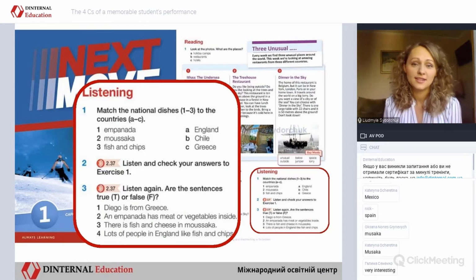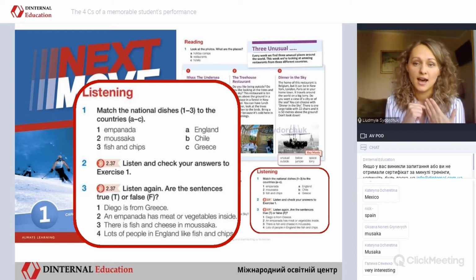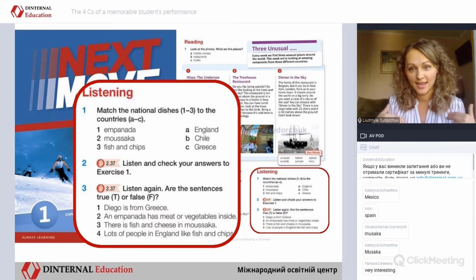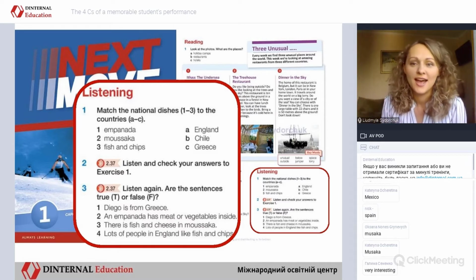So as you can see, this is like a reading lesson, but at the same time it includes discussion, like speaking activities, where students discuss the text, and students are also able to develop their listening skills and learn about such international food.